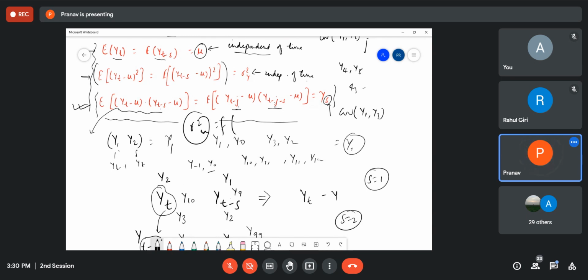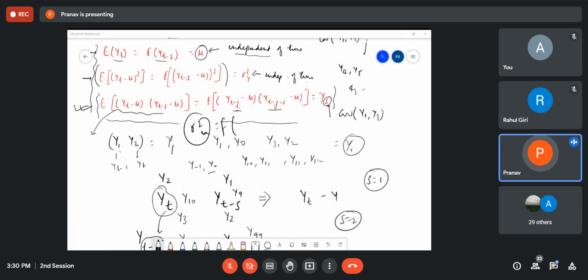So that is what these three conditions are there for, imposing a time series variable to become stationary. And these three conditions are combinedly also referred to as the covariance stationary process.